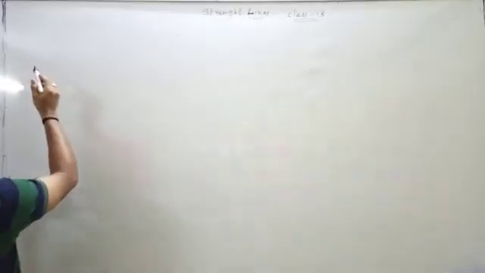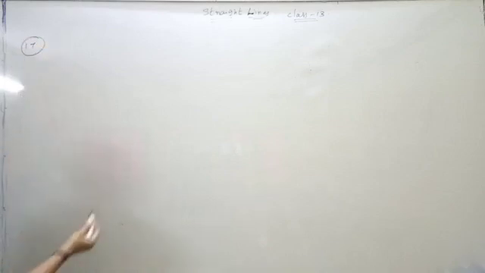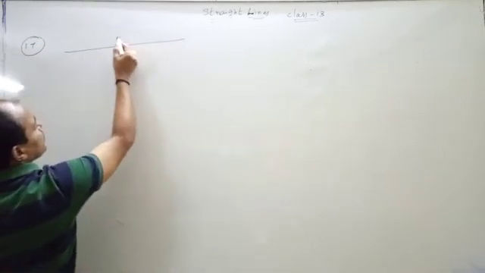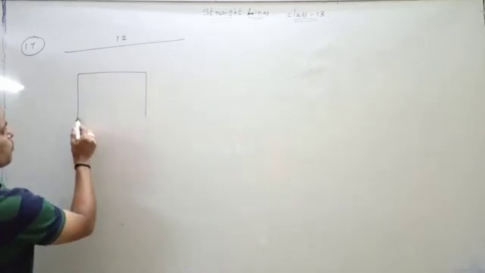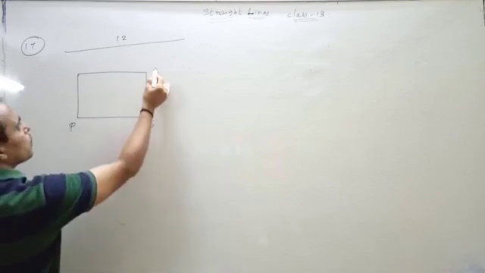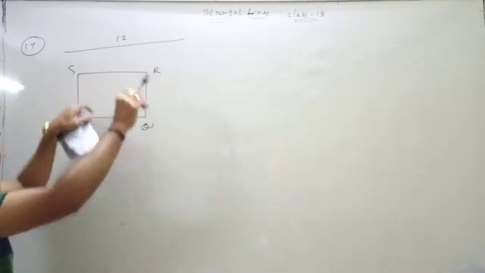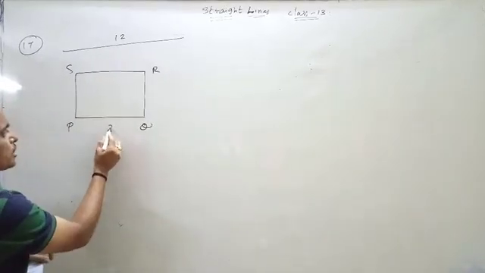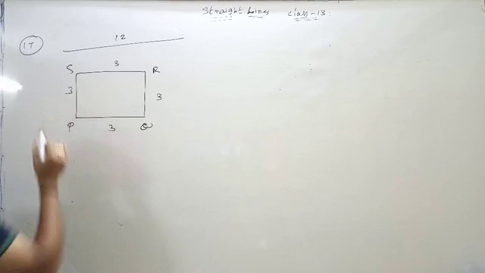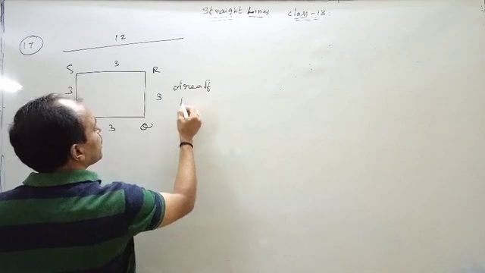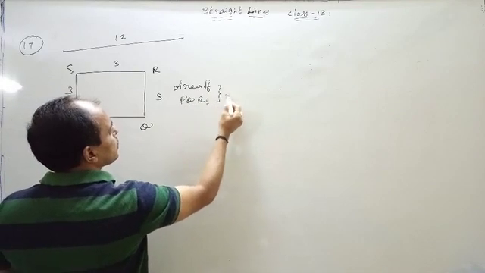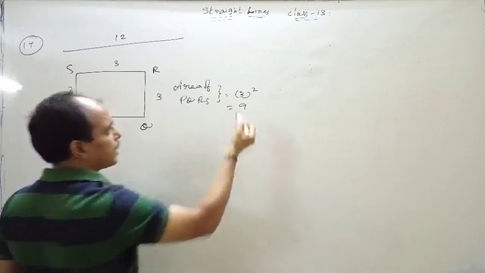Now the question number is 17. There is a wire of length 12. It is bent in the form of a square. A square has 4 sides. That becomes PQRS. The total wire is bent in the form of a square, so each side will be 3, 3, 3. Now what about the area of the square PQRS? Side square, that is equal to 9.